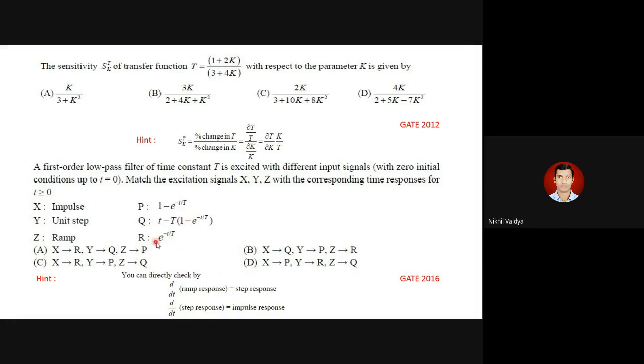Let's take e raised to minus t upon t. If we take its derivative, what will we get? In this way, we just have to check its sequence, and accordingly we will get the answer.